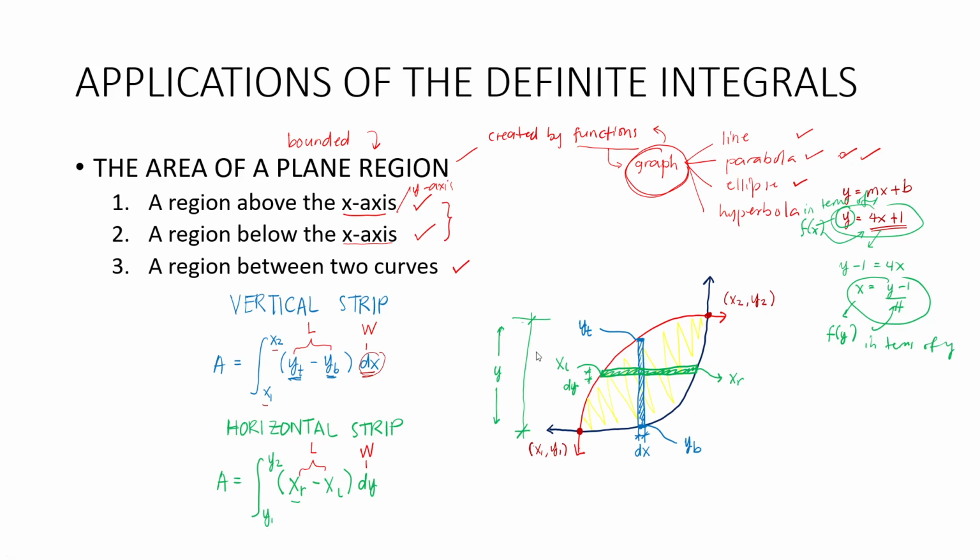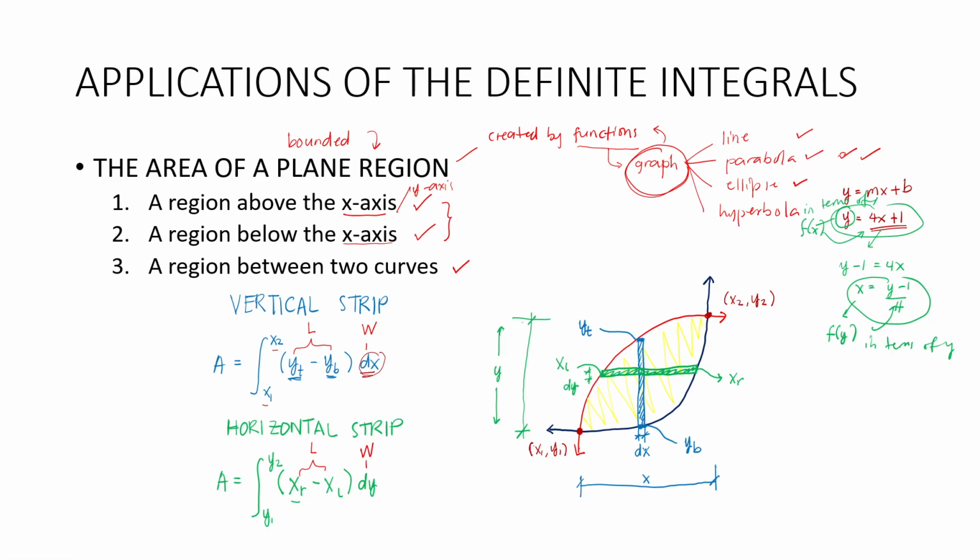Okay, and then let's write the other one para makita jud. So dx, so vertical strip is in terms of x variable. So for you not to get confused with the different formulas, once you write your different strips, kung asa dito ang inyong width, diba?